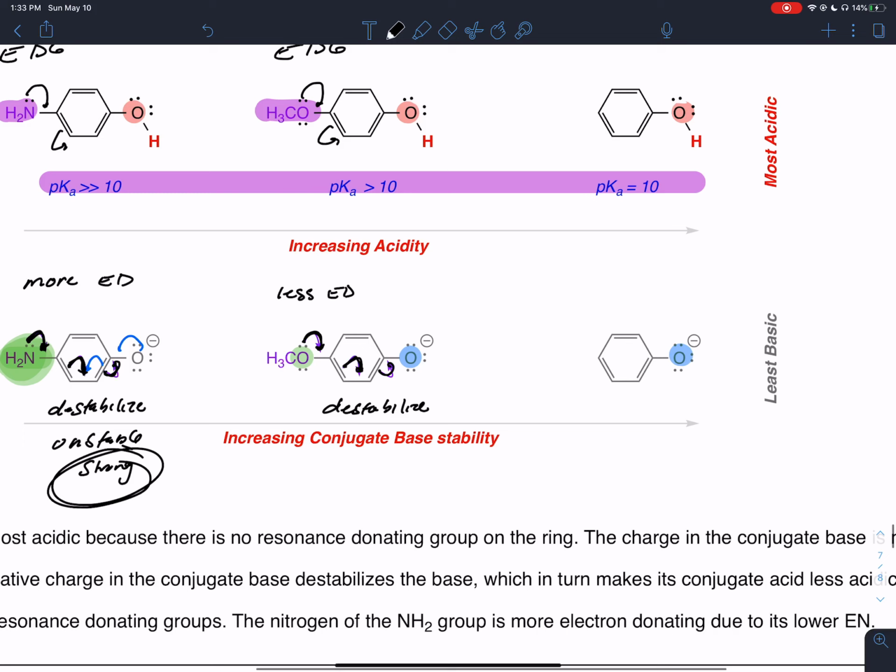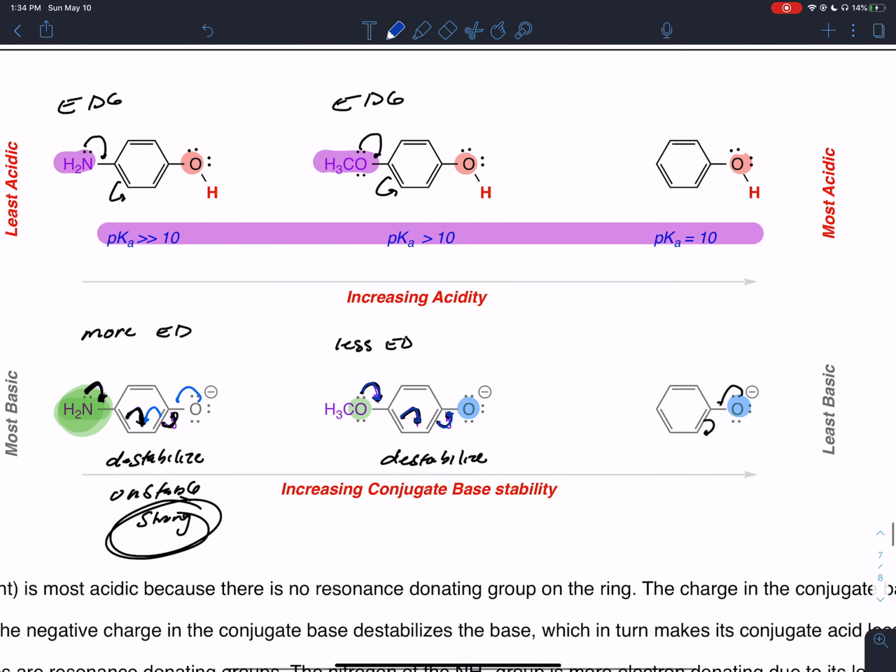Okay? And if we now compare the middle structure to this one on the far right, this negative charge is not hindered. It can resonate around the ring and we can stabilize it. There is no destabilizing electron donation towards the oxygen. However, in the middle structure, there is that destabilizing resonance of the negative charge becoming concentrated from the resonance donation of the OCH3 group. Okay? So I really, really want you to be aware of this.